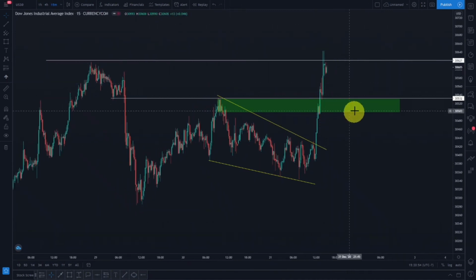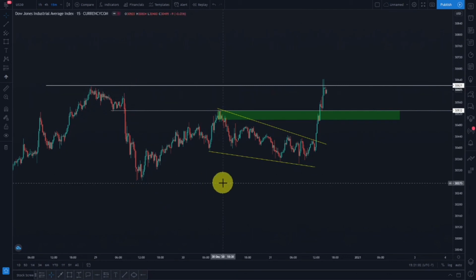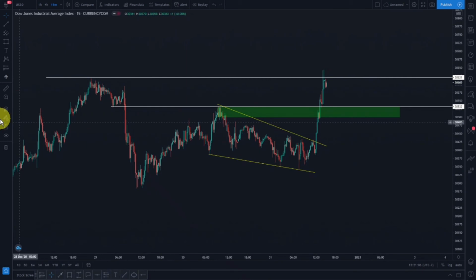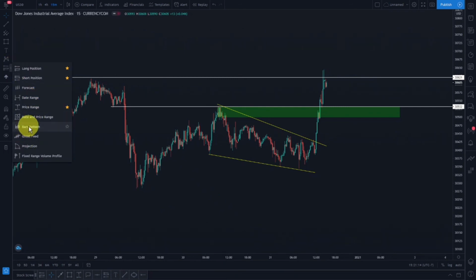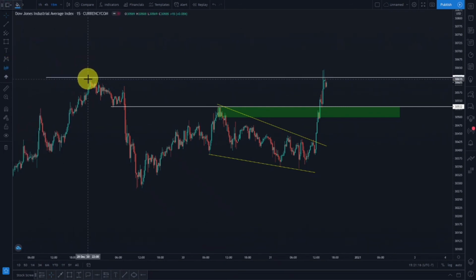I'm waiting for the market to correct itself down, just like this part, guys. Let me show you how it can turn out. So guys, this is what can literally happen.